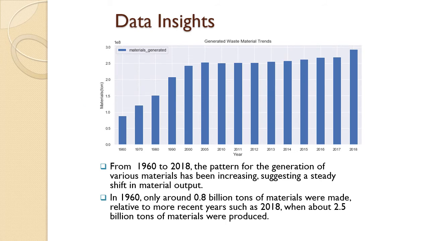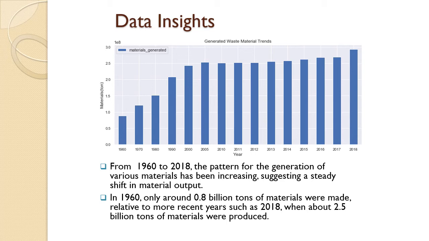The trends discovered by the data visualization are shown in the following four charts. The following four charts belong to the trends related to the generated materials, recycled materials, combusted materials, and the landfill materials. First, we will talk about the chart in front of us, which is related to the generated waste material trends. As we can see, the horizontal axis shows the years from 1960 to 2018, and the vertical axis shows the material weight in tons from 0 to 3.